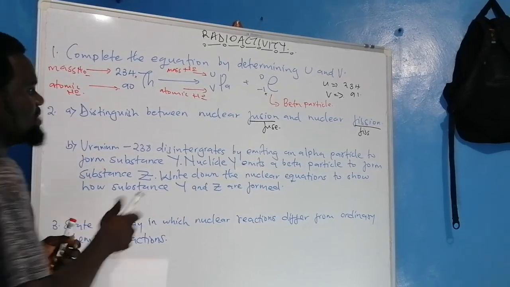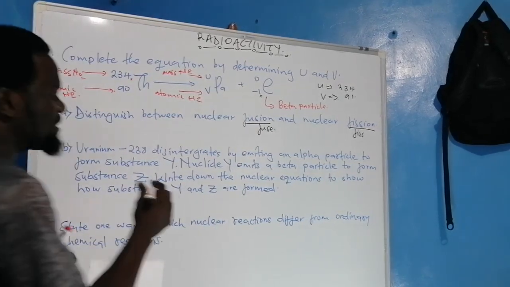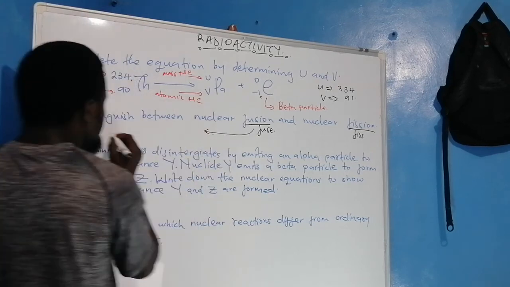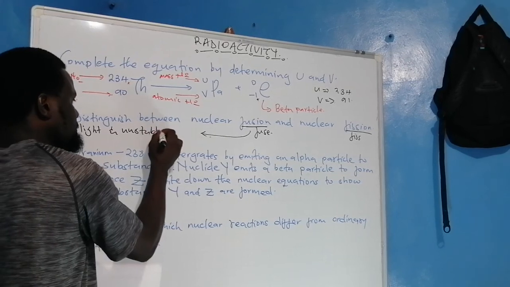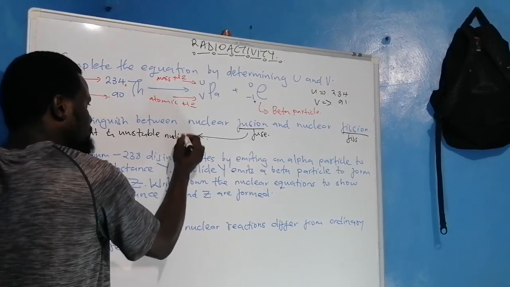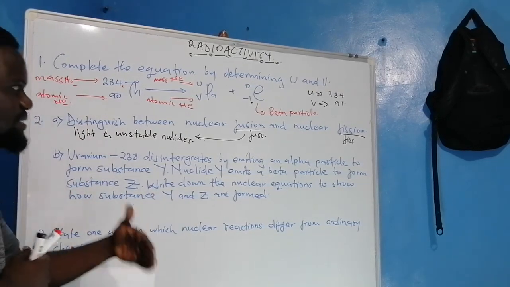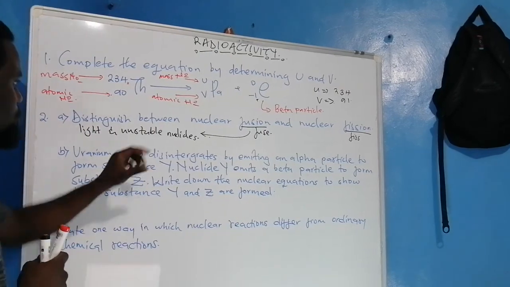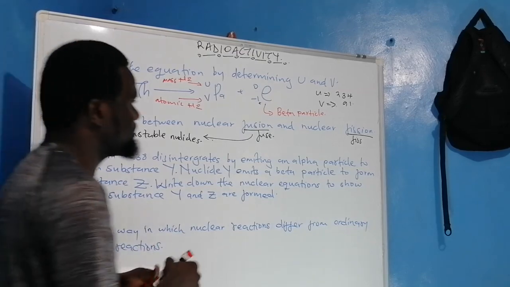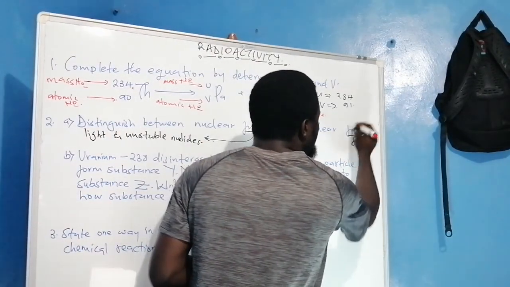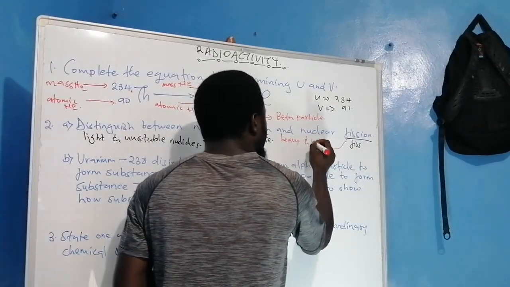It therefore means that the definition of nuclear fusion is the process by which light and unstable nuclides combine together by releasing another nuclide, energy, and particles. So nuclear fusion is whereby light and unstable nuclides combine together. But when you talk about nuclear fission, we talk about heavy and unstable.